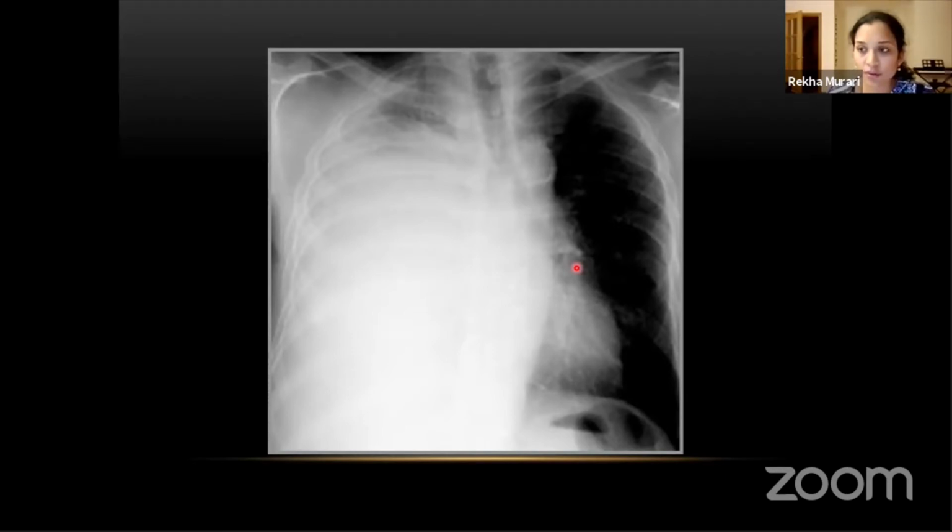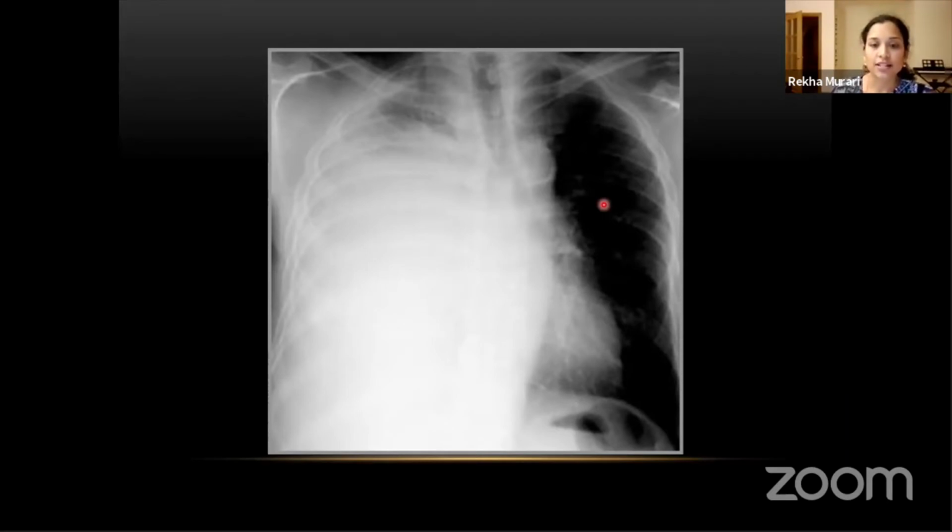Yeah, so people have said pneumonectomy, good thinking, effusion, yeah. Pneumothorax on the left, okay. Tracheal deviation, that's correct. Right, okay. Yeah, left lung collapse.